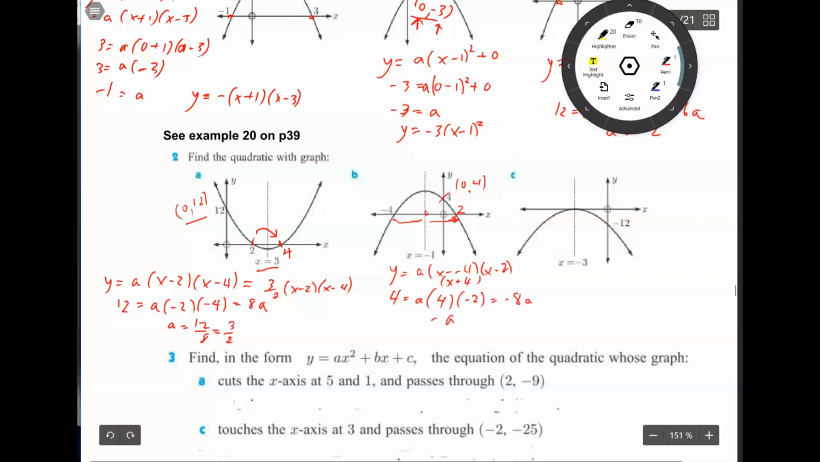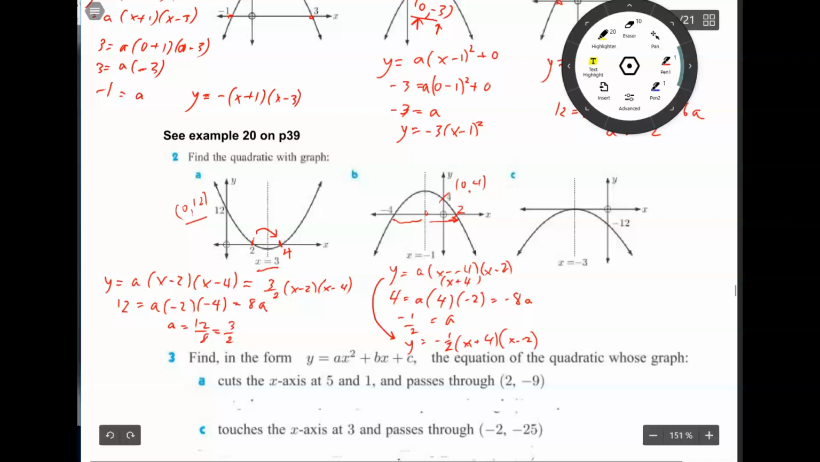So that means that a is equal to 4 divided by negative 8, which is negative 1/2. So our a value is negative 1/2. So if I wanted to rewrite this function, I would write y equals negative 1/2 times x plus 4 times x minus 2.